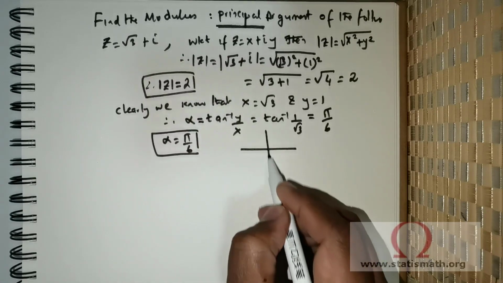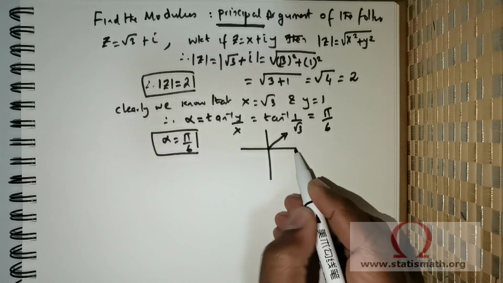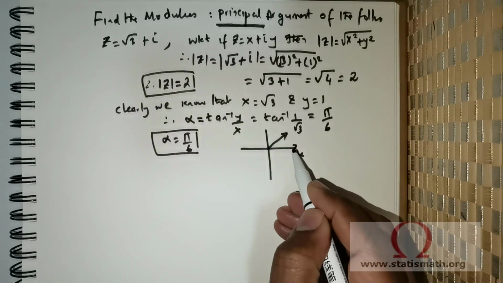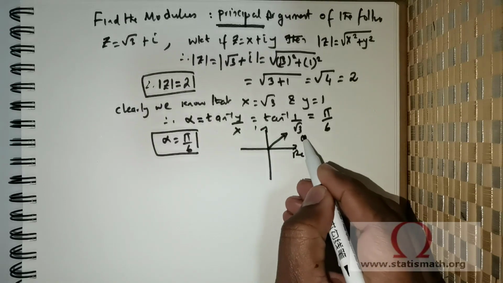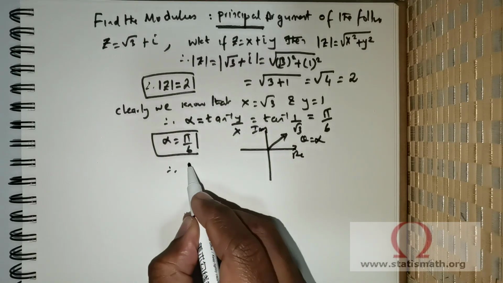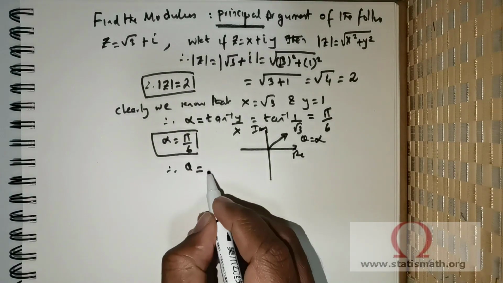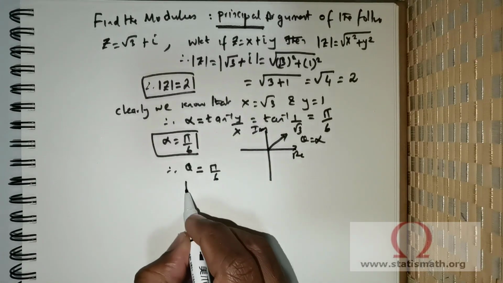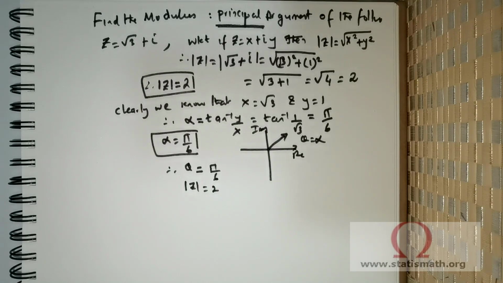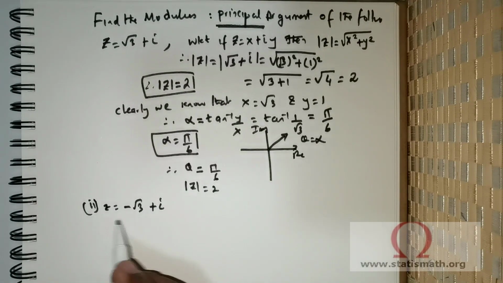So if you were to plot the alpha, alpha would be in the first quadrant. Now since alpha is in the first quadrant, we know that theta is equal to alpha. This is the imaginary part. So therefore the principal argument is pi over 6 and the modulus is given to be 2, and that completes the solution for this question.